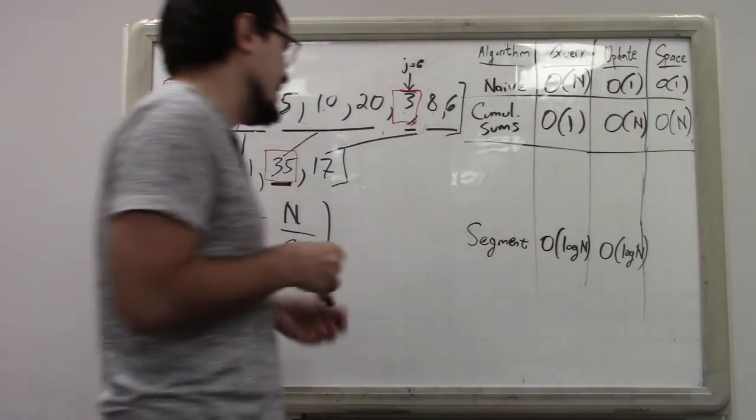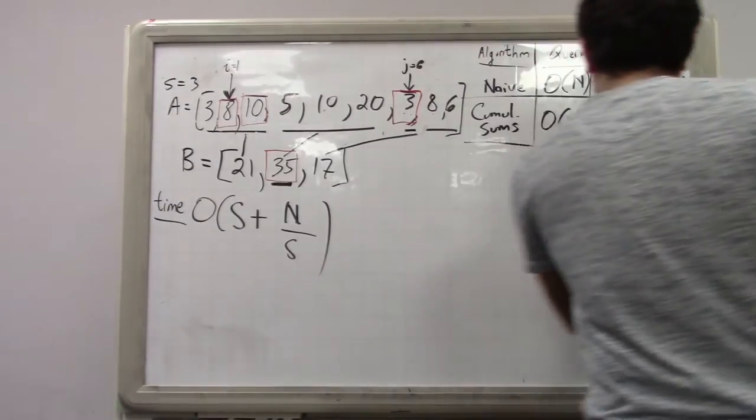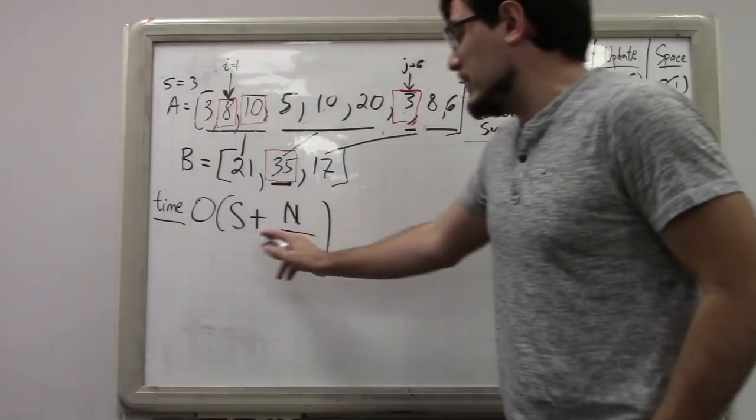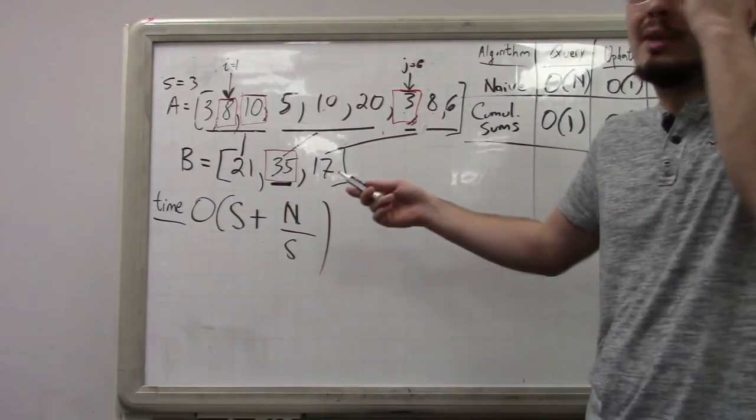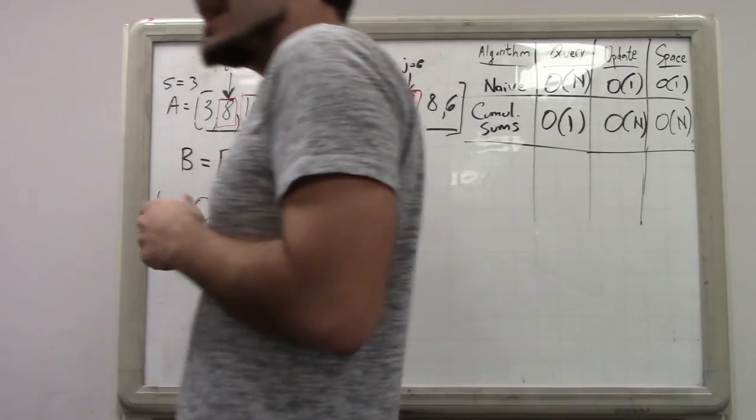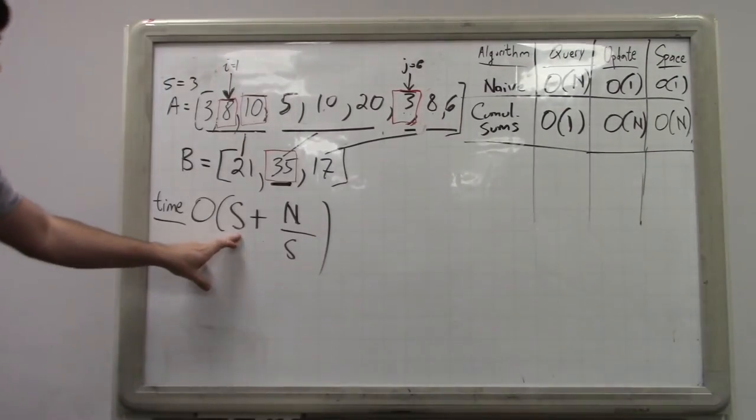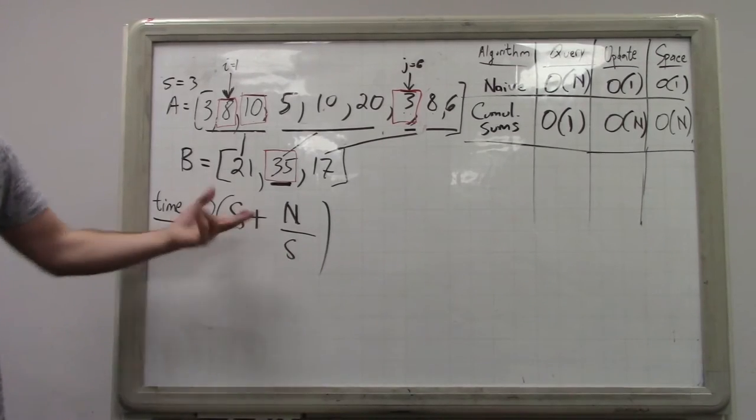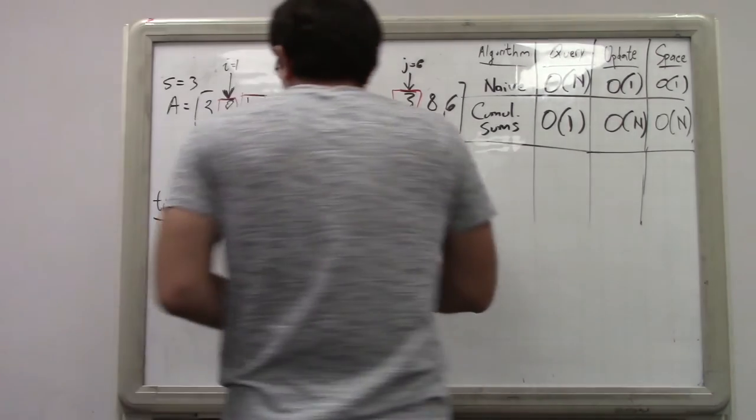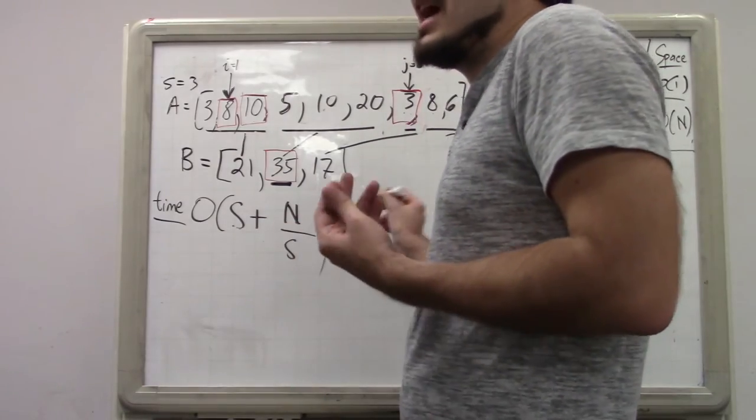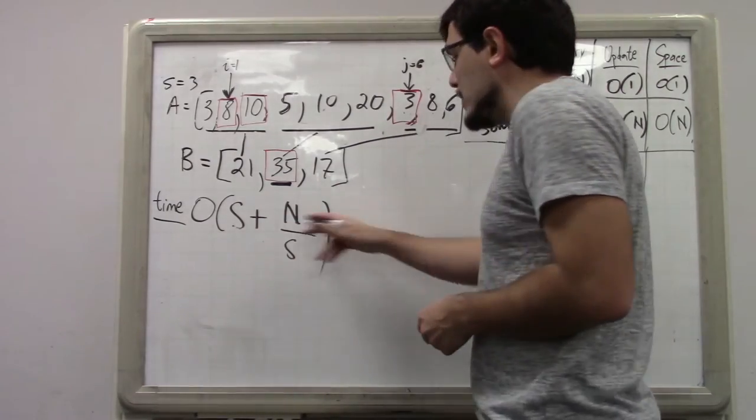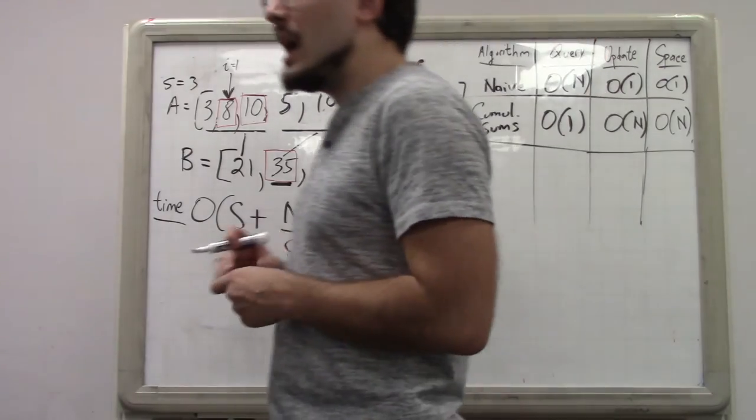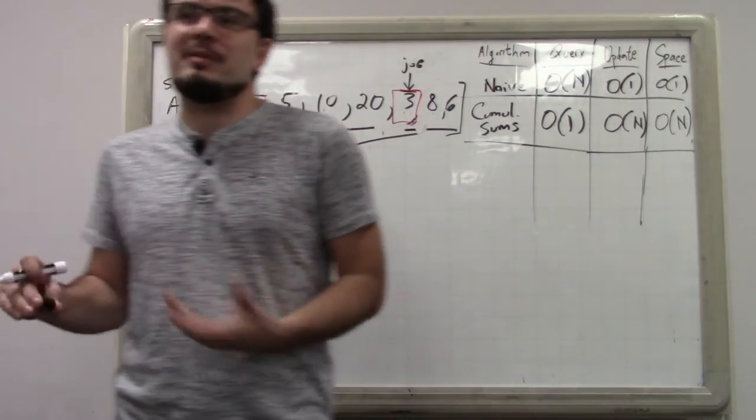How do we know that the answer is square root of n? Well, basically you have a minimization problem. You want to find the value of s that minimizes this running time, subject to reasonable constraints, like s should be between 1 and n. So how do you minimize an expression like this? Well, I'll give you two different methods: one for people who know calculus and one for people who don't.